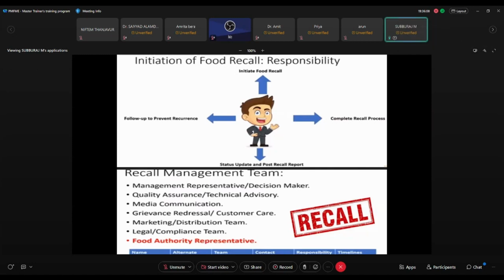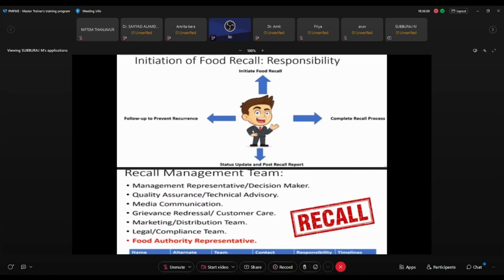The recall management team consists of high level officers, that means management level, senior persons or decision makers, and quality assurance people, and the technical advisory officers, and media communication. If you are talking about the recall regulation, communication is very, very important. So all persons can go if there is any contamination. Not a media briefing by everyone: one person from the management team has to contact the media and explain it. So like that we have to do that.